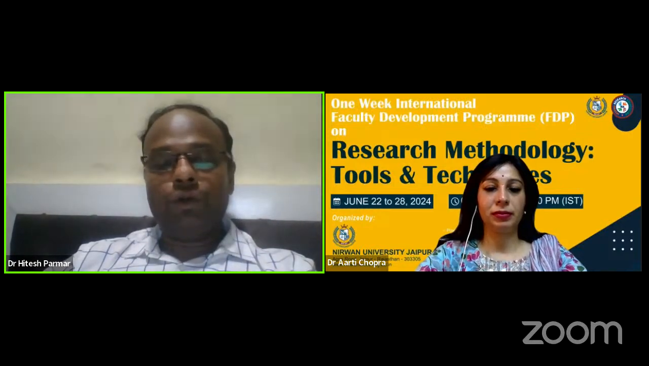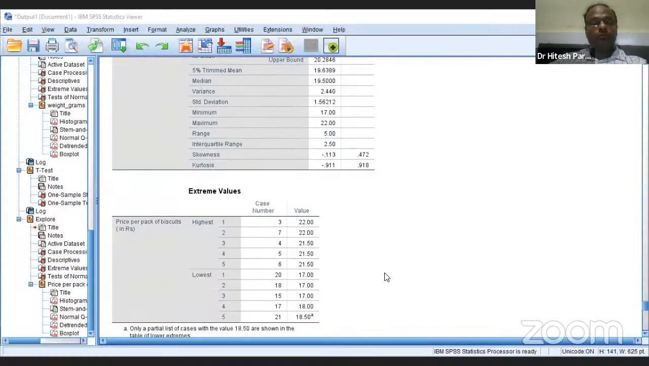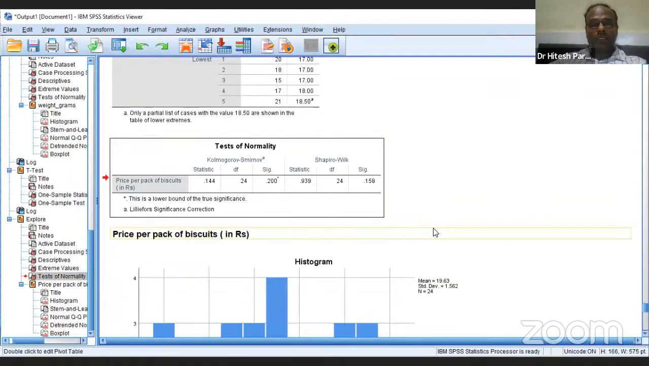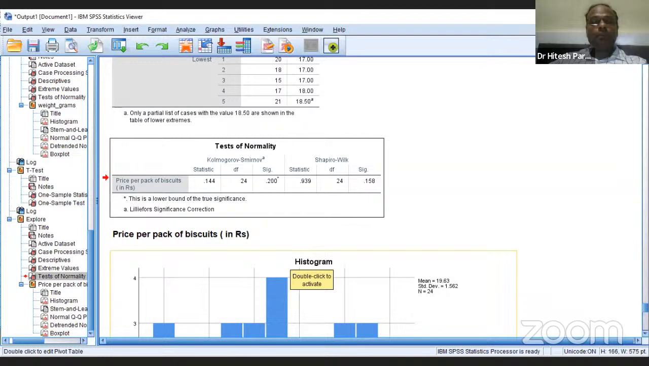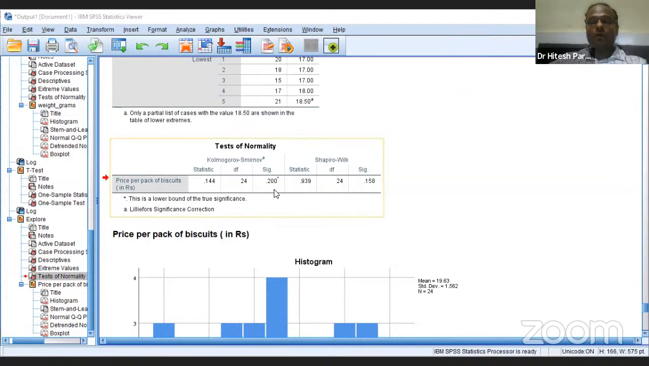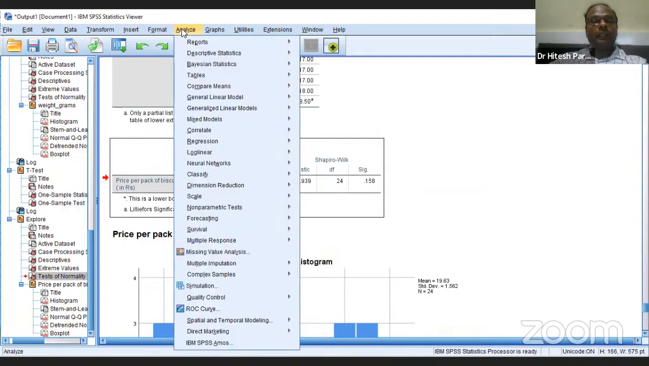Let us see the output. What is our result? Look at the p-values. What is the result? Yes, it is normal. Very good. Excellent. So we are declaring the variable as normal and it is appropriate to move ahead, right? Now let us go for ANOVA.